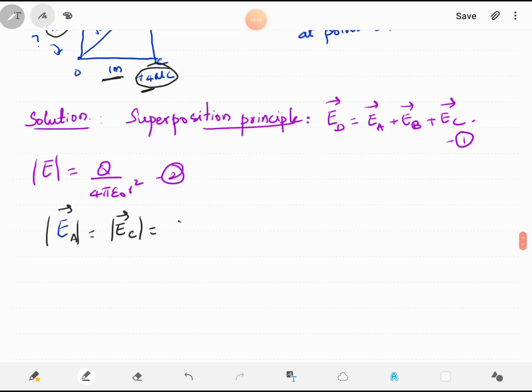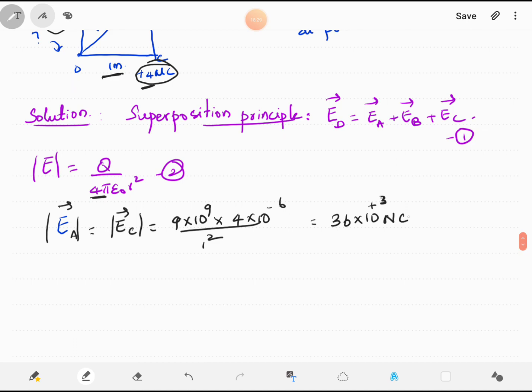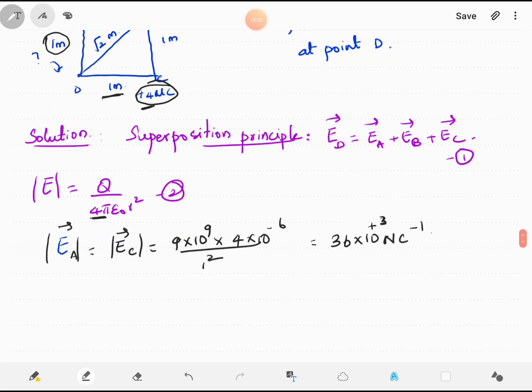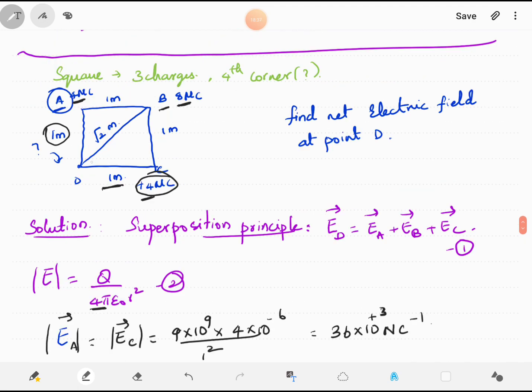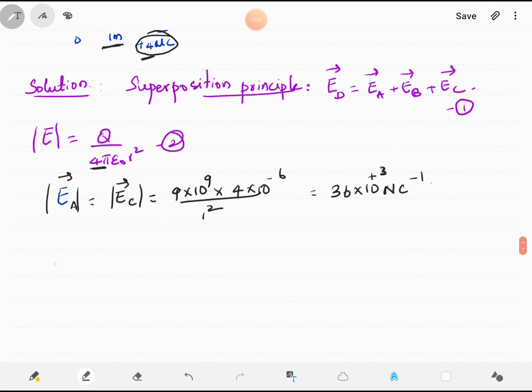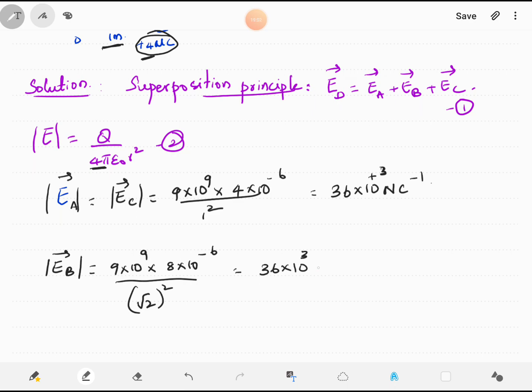So this will be equal to 9 into 10 power 9, because 1 by 4 pi epsilon naught value is 9 into 10 power 9, multiplied with the charge. Charge is 4 into 10 power minus 6 divided by 1 square, which is going to give you 36 into 10 power 3 Newton per coulomb. However, the electric field produced by charge B is different because this is 8 microcoulomb and the distance from B to D is root 2 meter. So the electric field produced by charge at B will be equal to 9 into 10 power 9 multiplied with 8 into 10 power minus 6 divided by root 2 whole square, which is equal to again 36 into 10 power 3 Newton per coulomb. So let's call these equation 3 and equation 4.